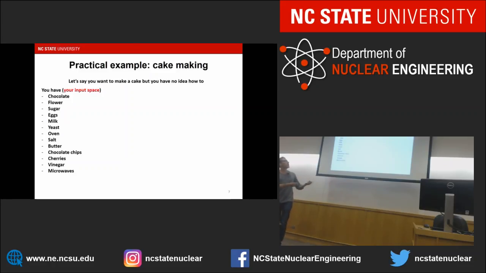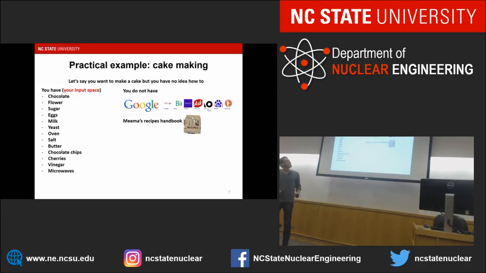So you have on your hands, this is your input space. You have chocolate, you have an oven, salt, you have also booby traps such as vinegar. So stuff you want to use, stuff you don't want to use. The stuff you don't have, of course, you don't have Google. You don't have everything related to Google, including the great search engine DuckDuckGo. So you don't have a recipe handbook or any luck, okay?